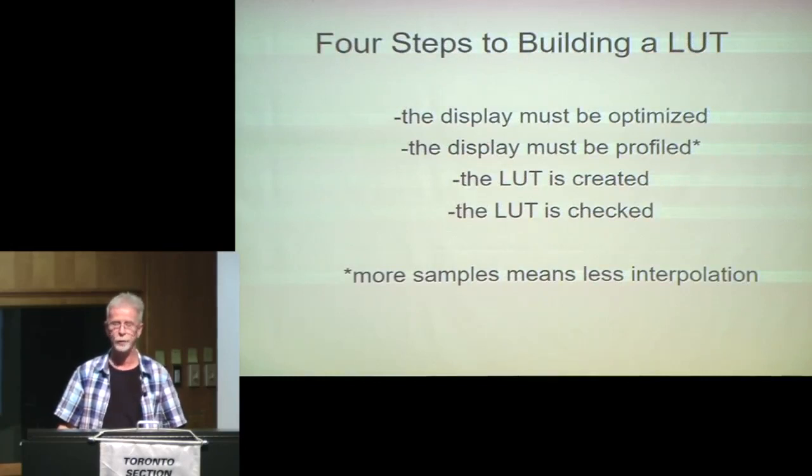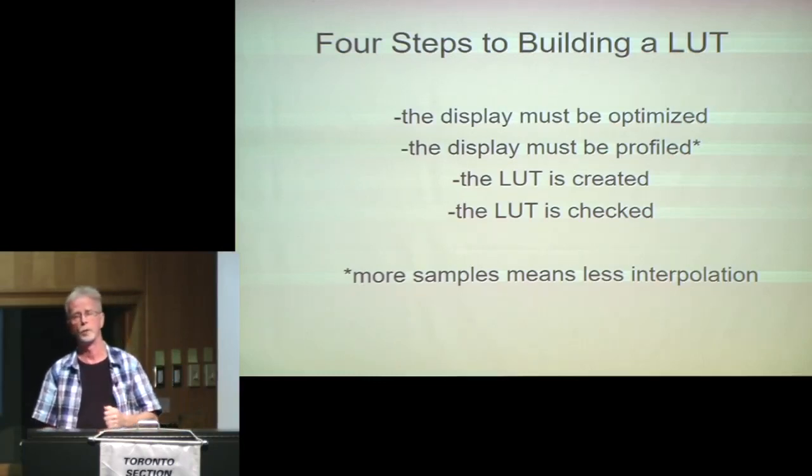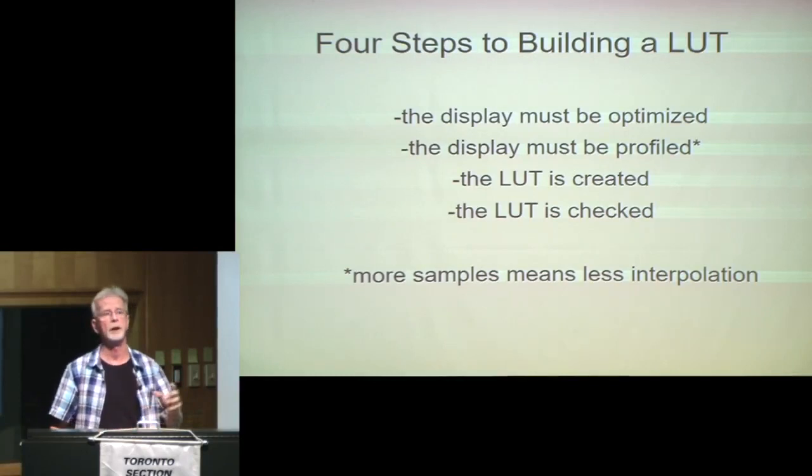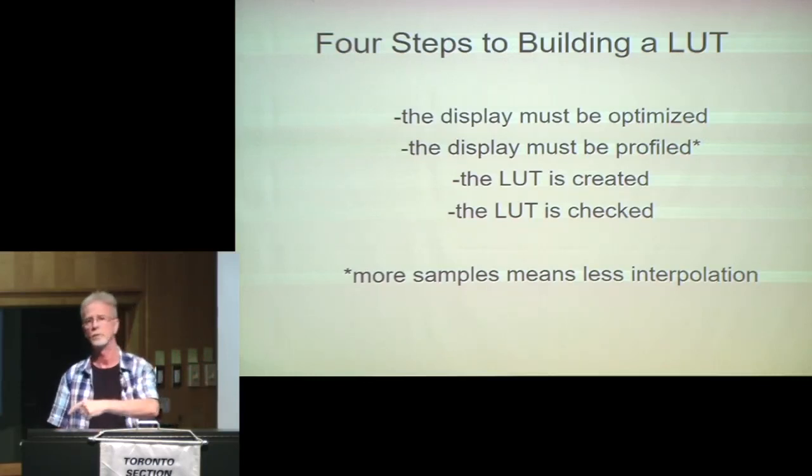What you have to do in order to build a LUT is, the first step, optimize that display using the local controls. You don't want to force the LUT to do any more work than it has to. The display itself should be in its optimum position first. And then after this LUT is created and loaded, don't touch the display, because then you invalidate the LUT.